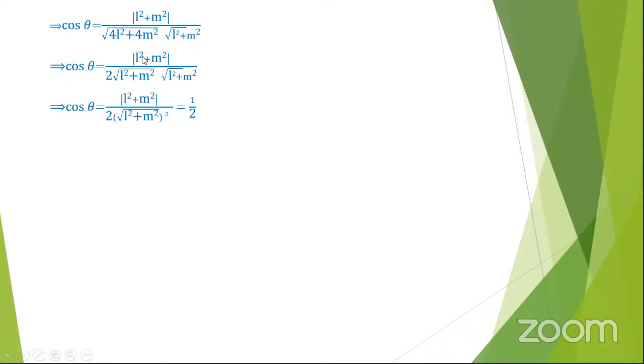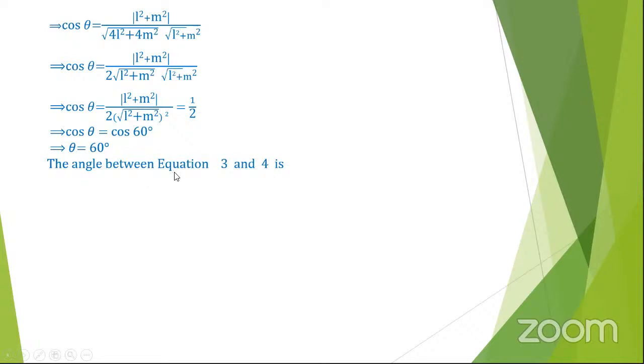Now in the numerator we have L square plus m square. In the denominator we have what? Under root of L square plus m square into under root of L square plus m square gives L square plus m square, as the root and square cancel. We get L square plus m square by 2 into L square plus m square. If we cancel L square plus m square in the numerator and in the denominator, these two terms get cancelled and we remain with 1 by 2. That is cos theta equals 1 by 2. What does this imply? Cos 60 is nothing but 1 by 2. Therefore, theta equals 60 degrees.